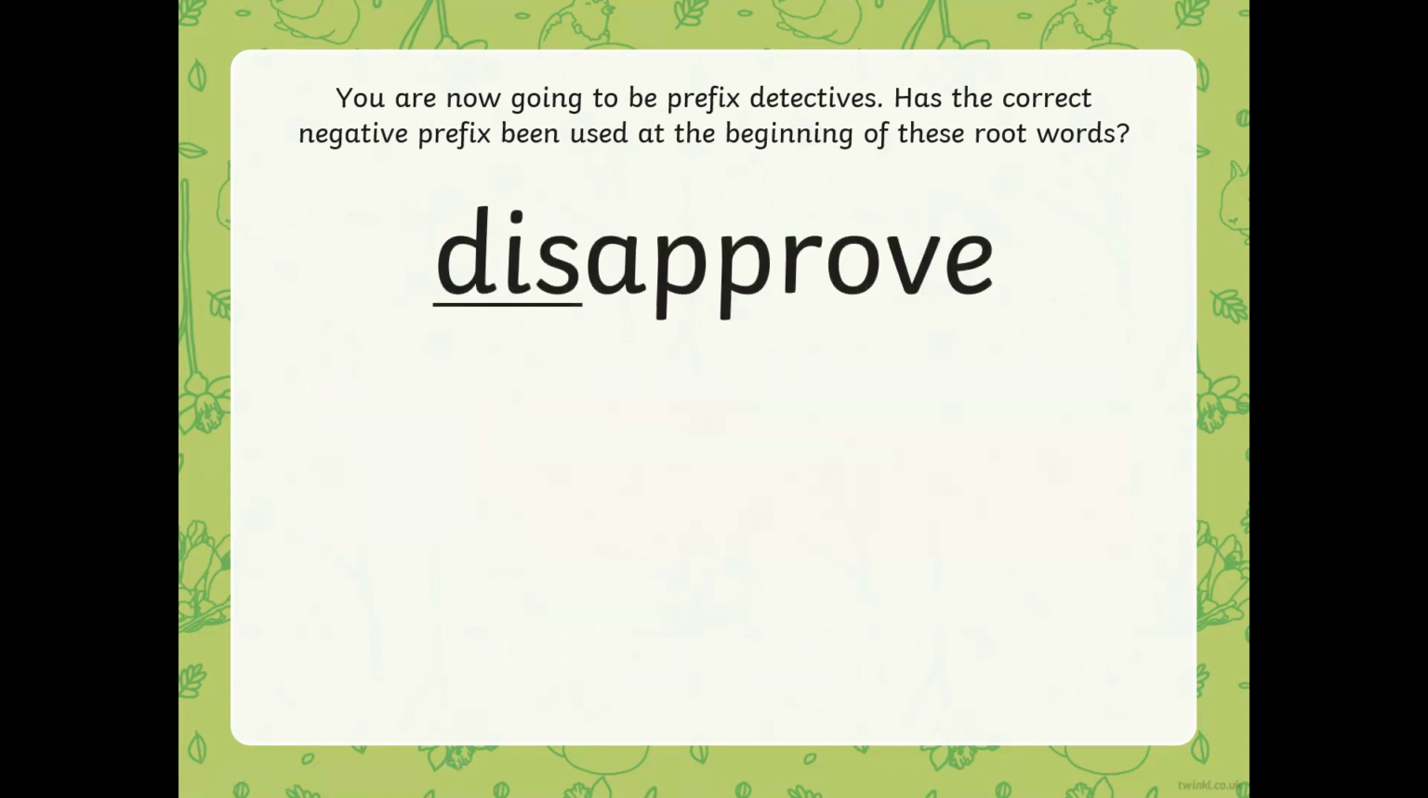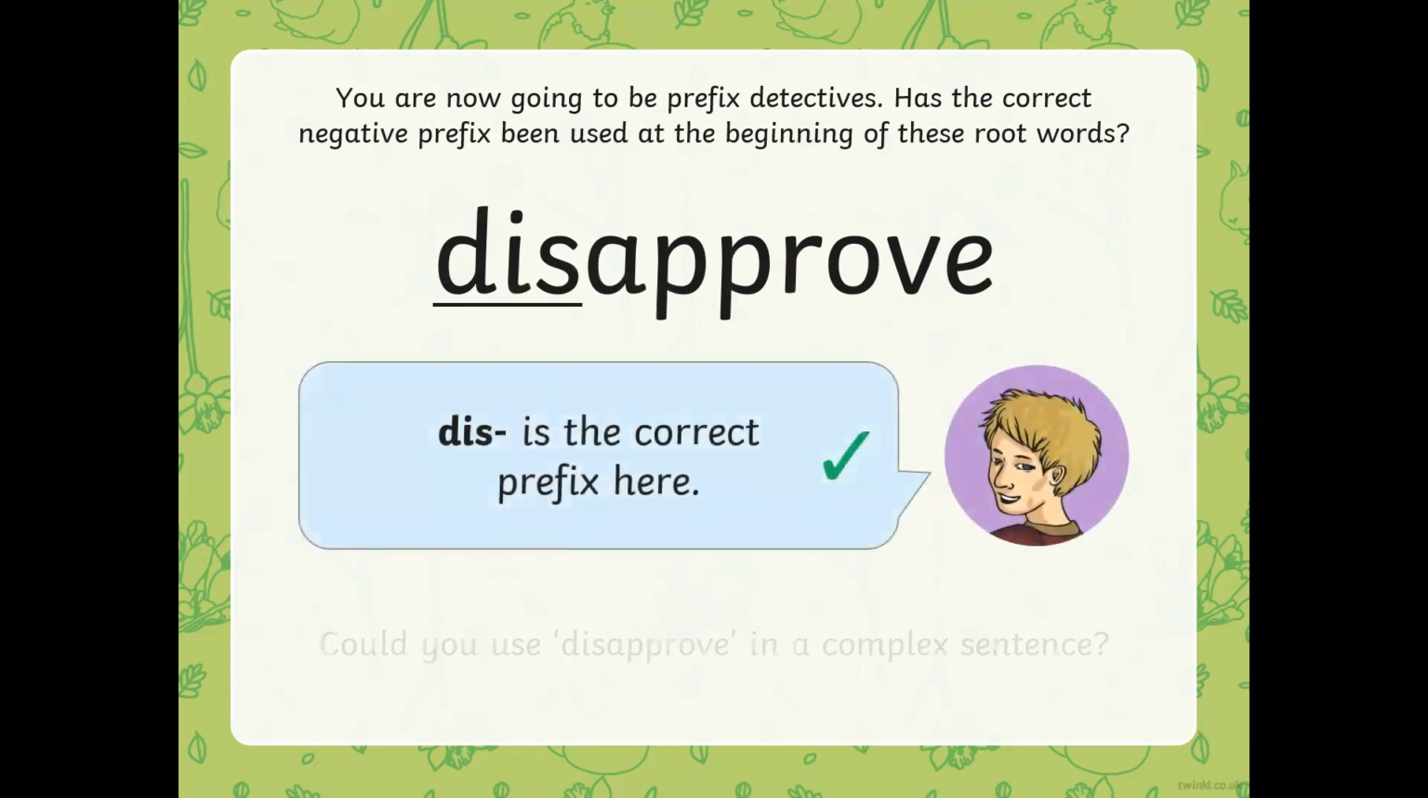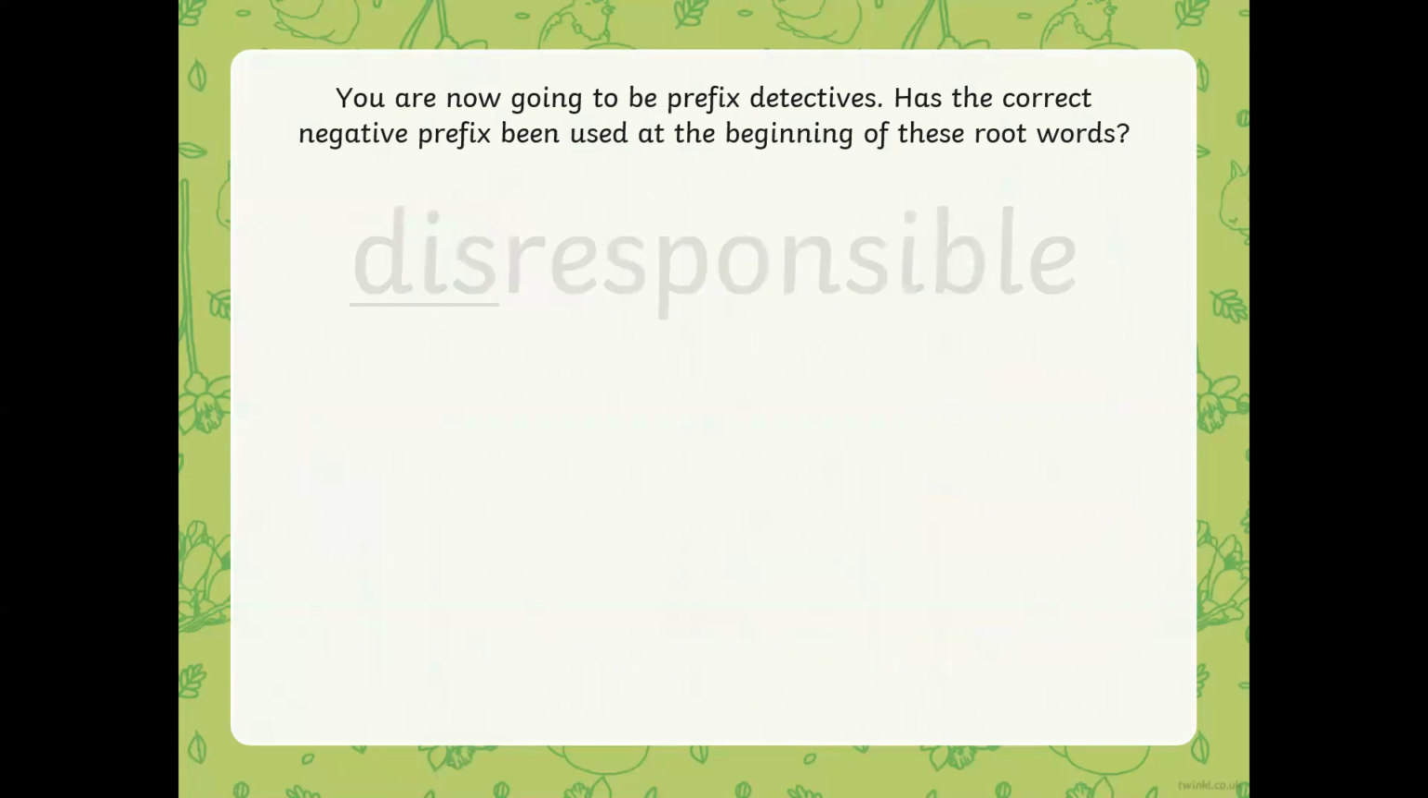Okay, finally, disapprove. Disapprove. Does that sound right to you? Yes or no? What do you think? It is correct. Can you use that in a sentence? Okay, so when you approve of something, that means you like something, you're giving it the thumbs up. And if you disapprove of it, that means you're not agreeing with it. You don't think it's the right thing. You disapprove of it. Okay.